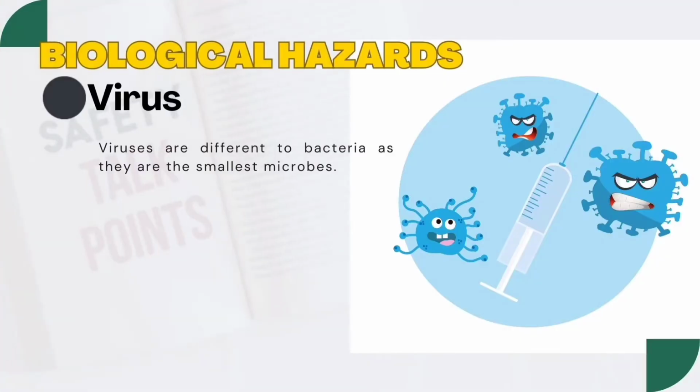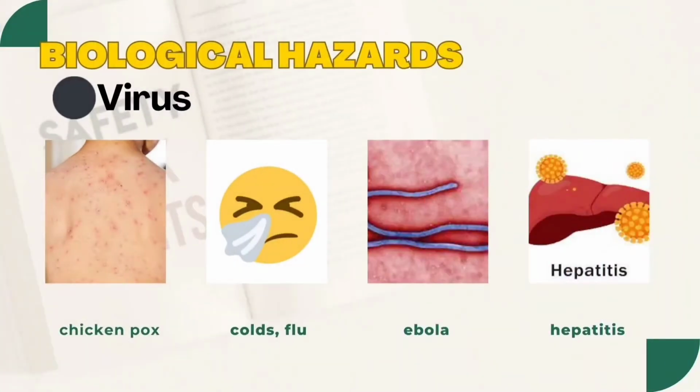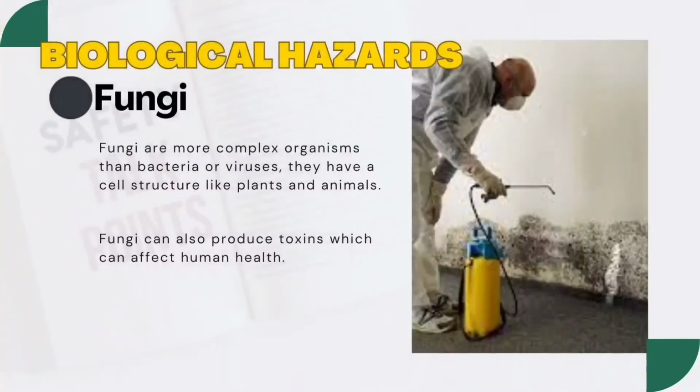Viruses. Viruses are different to bacteria as they are the smallest microbes. A virus is a core of genetic material, either DNA or RNA, covered by a protective coat of protein. Viruses replicate inside other living cells. They can latch onto host cells, taking over their functions. The infected cell can infect new cells when stimulated. Viruses can cause several diseases in more advanced cell structures. Examples include chickenpox, cold, COVID-19, Ebola, flu, hepatitis, herpes simplex virus or HSV, measles, mumps, polio, rabies as well as rubella.